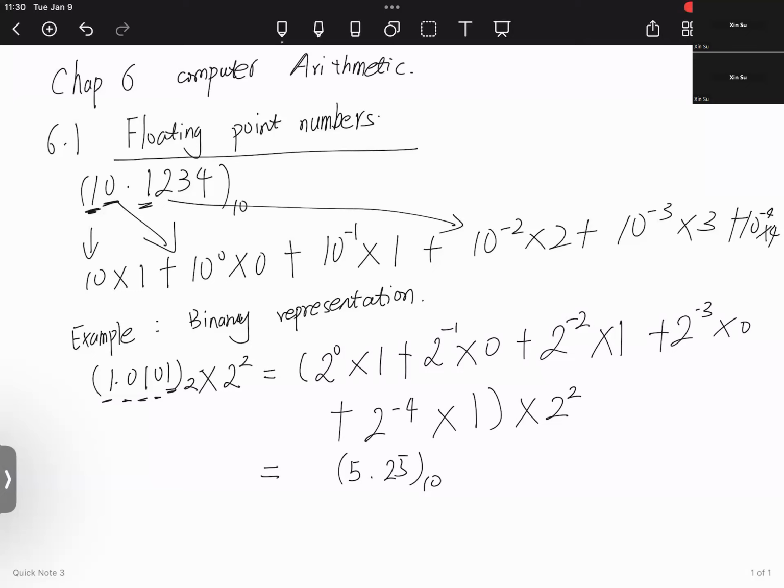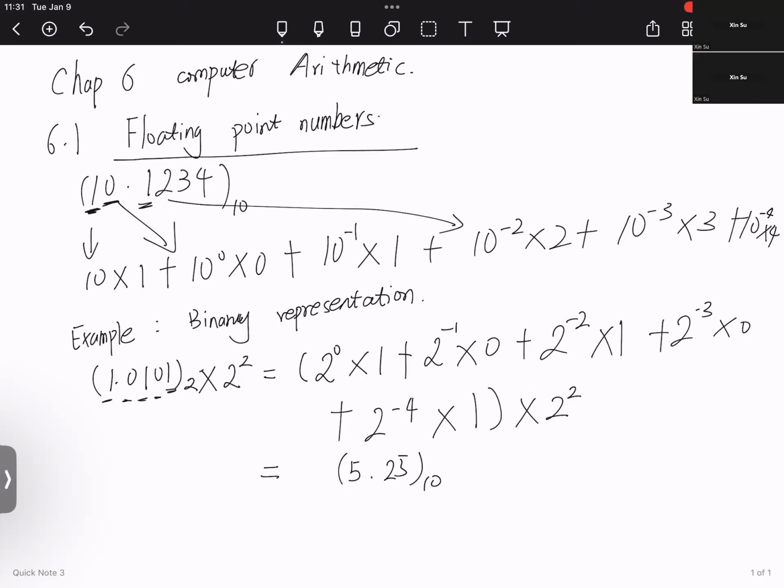Here are the 2 to the -power 1. Does it equal 1.5? Yes, the 2, yes, 1/2. And then this one is 1/4, 1/8. Because this is a binary representation, maybe we have more places after the decimal point. So we use the -1, -2, -3, -4, and this is the 4 places after the decimal point.